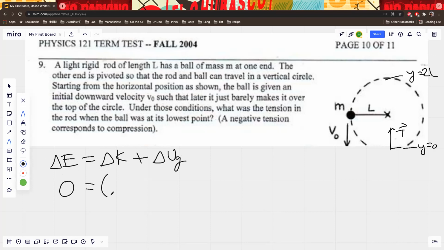So final kinetic minus initial kinetic plus final gravitational minus initial gravitational. Okay. So final kinetic would be half of mv final squared, which is what we're trying to find. Oh wait, we're looking for tension.